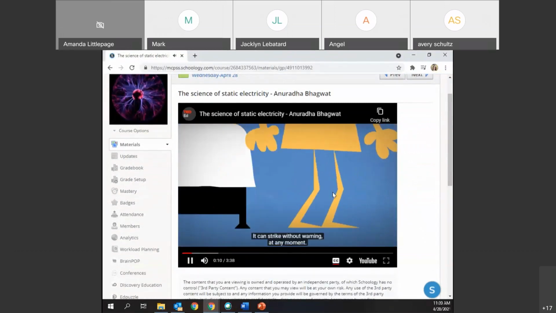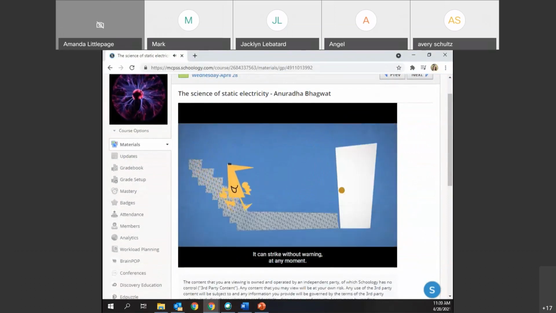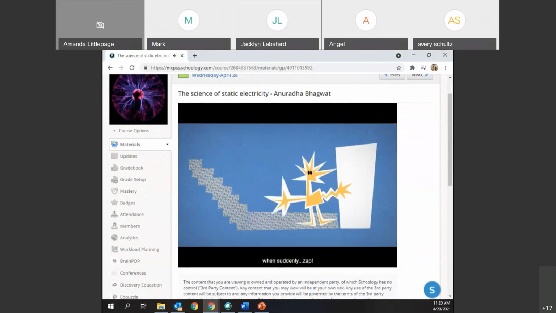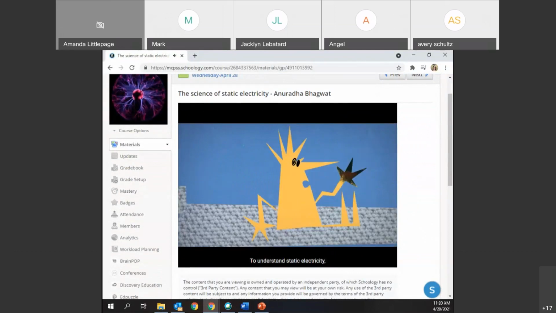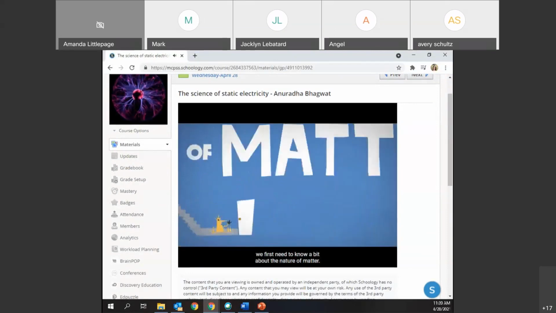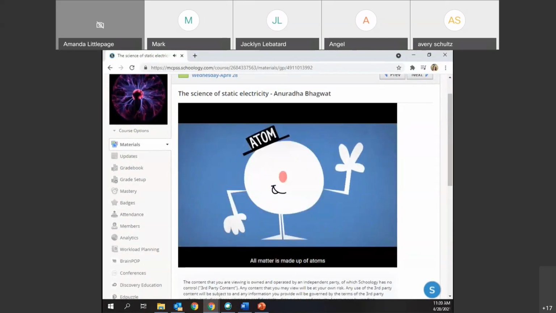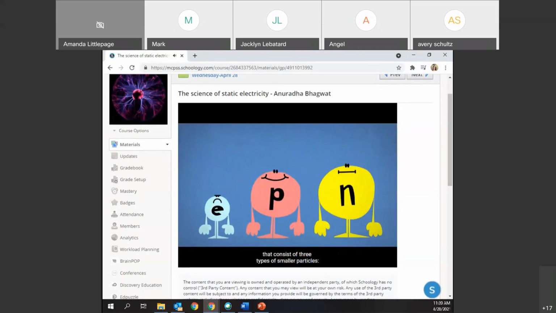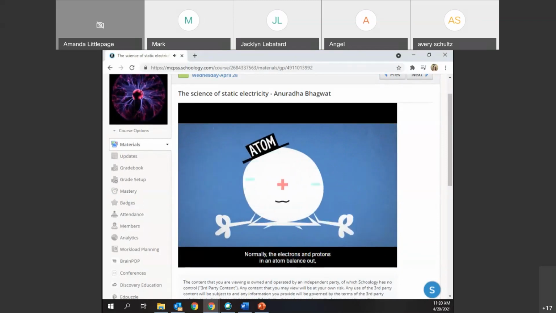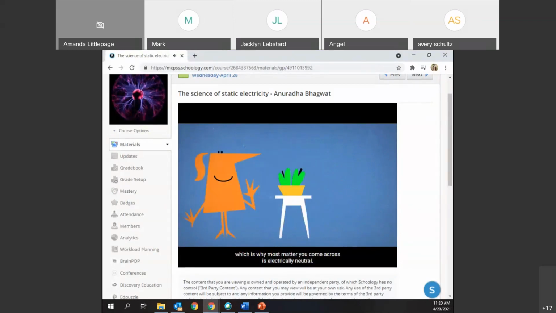It can strike without warning, at any moment. You may be walking across a soft carpet and reaching for the doorknob when suddenly, zap! To understand static electricity, we first need to know a bit about the nature of matter. All matter is made up of atoms that consist of three types of smaller particles: negatively charged electrons, positively charged protons, and neutral neutrons. Normally, the electrons and protons in an atom balance out, which is why most matter you come across is electrically neutral.